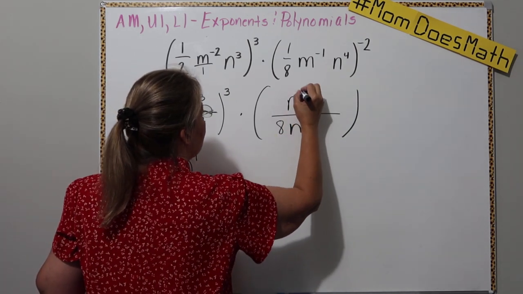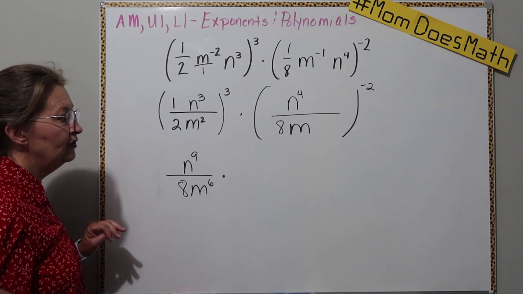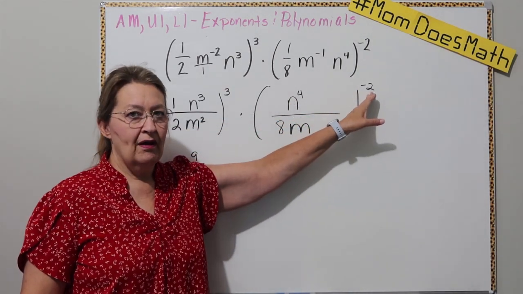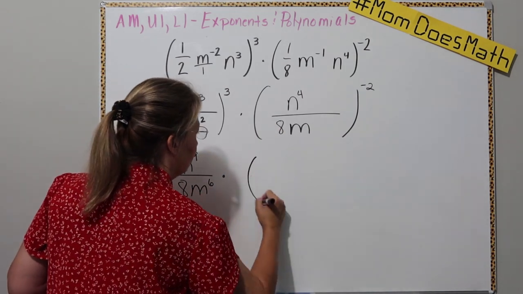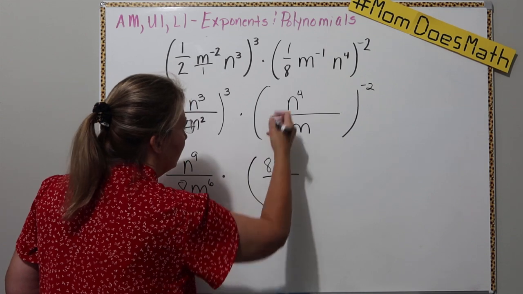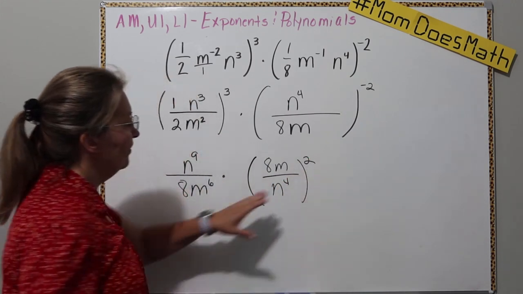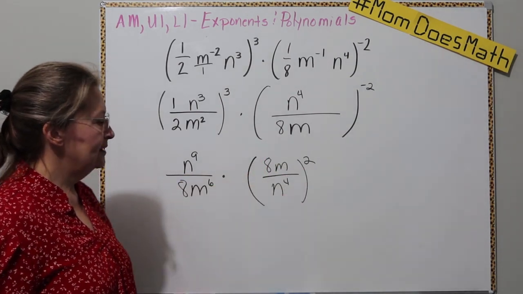N to the 4th will remain up here, and I still have that negative 2 exponent. Okay, let's just make this positive. And we do that by flipping this. So now I have 8m on the top and n to the 4th on the bottom, and that too becomes positive. When I flipped it, it made this positive.